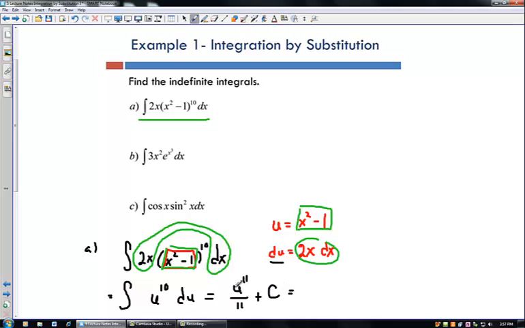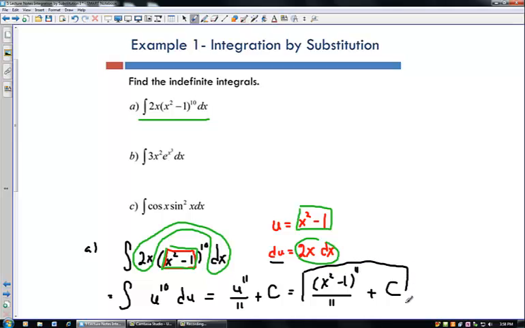And then this is equal to, what is u equal to? It's equal to x squared minus 1. And so this is x squared minus 1 to the 11th divided by 11 plus c. And that's my answer.